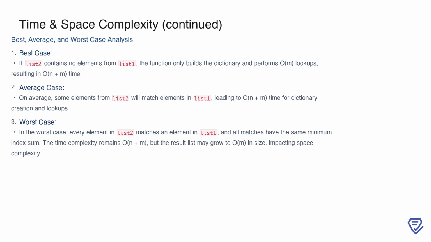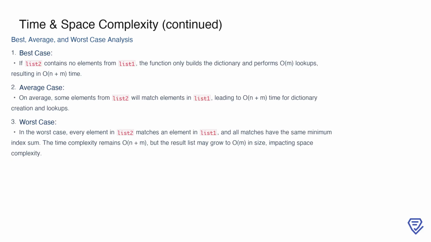In the best case, list 2 contains no elements from list 1. Here, the function would only create the dictionary for list 1 and perform O(m) lookups in list 2, resulting in O(n + m) time. In the average case, some elements from list 2 will match elements in list 1. This still involves creating the dictionary and performing lookups, maintaining a time complexity of O(n + m).